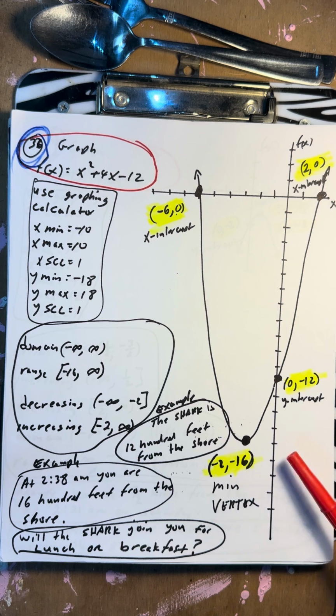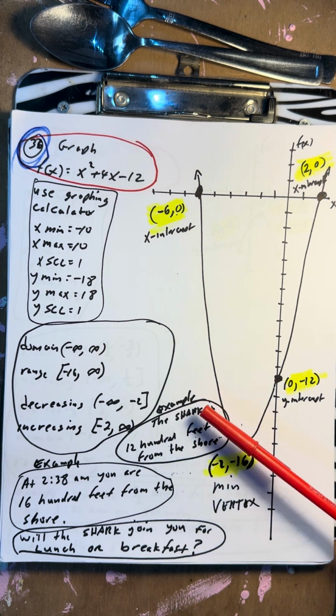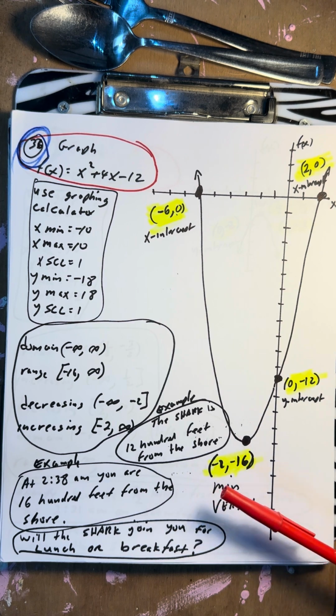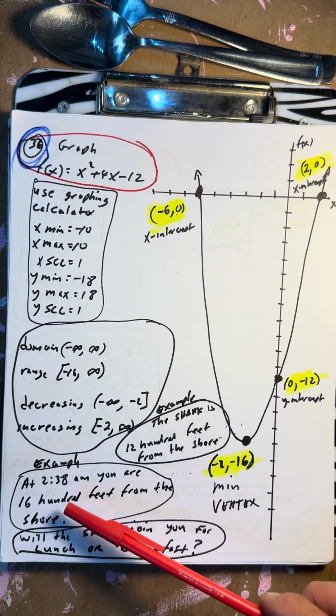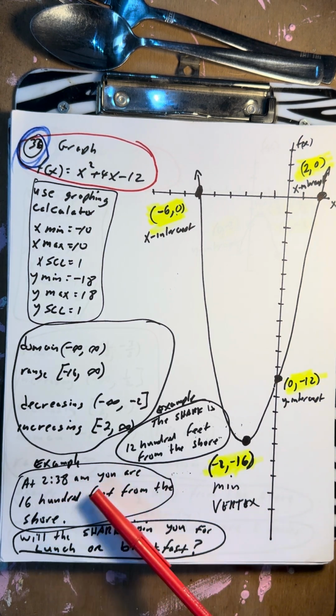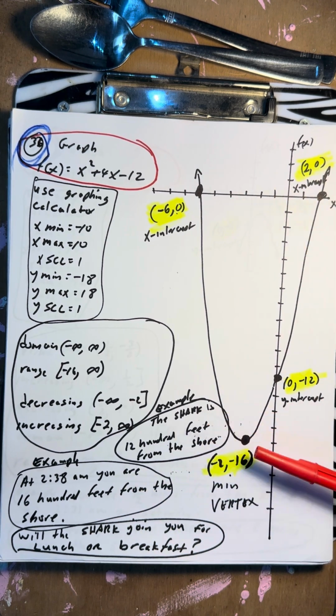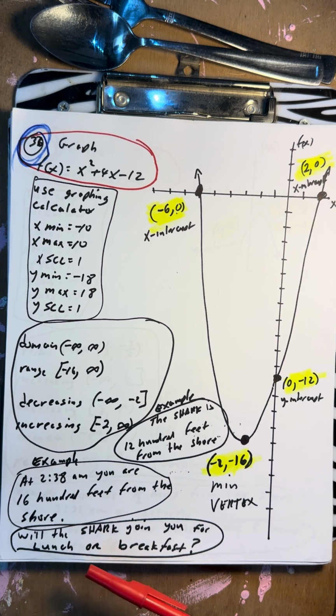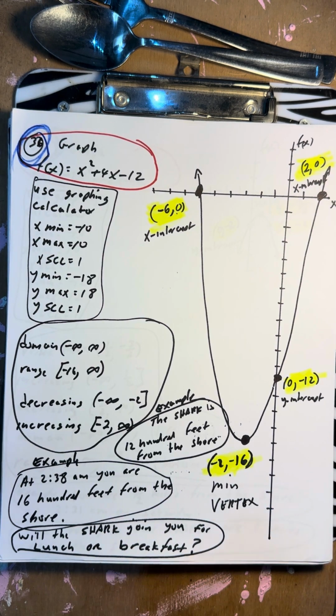Okay. So I don't think this is... the shark is 1,200 feet away from you. Okay, that's fine. And where are you? At 2:38, you are 1,600 feet from the shore. Here's the shore, and you're here, and the shark's over there. Will the shark join you for breakfast or lunch? What do you think?